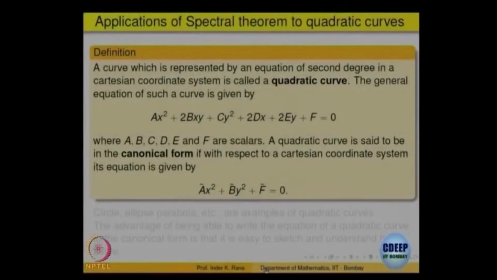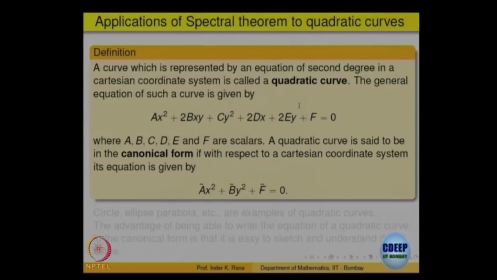Here is another application which is very useful. Let us look at what is called a quadratic curve. An expression of this form: ax square plus bxy plus cy square plus dx plus 2ey. So, what does it look like? It is a polynomial in x and y, but the highest power is 2, so it is called a quadratic curve. The idea is, if you try to plot x and y in the plane, it will give you some points, the x and y such that they satisfy this equation.